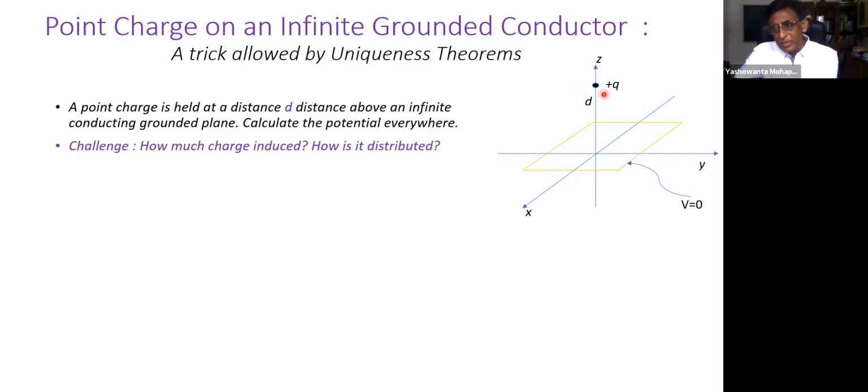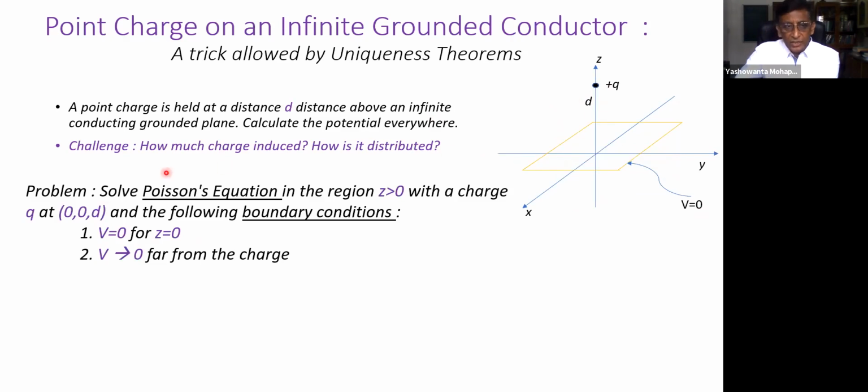What is method of images? It looks like if I put a minus q charge at minus d, then I can see that the electrostatic condition for this infinite plane is not going to change. It will remain V equal to 0. With that I state the problem.